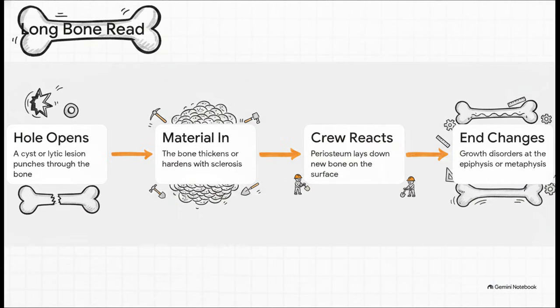Step 2. Too much material goes in, and that creates dense, sclerotic bone. Step 3. The crew reacts. When you see periosteal new bone or joint reactions, remember, that is the body's construction crew reacting to the injury. It's not the original insult itself. And finally, Step 4. The growing end changes, highlighting growth disorders right there at the epiphysis or metaphysis.